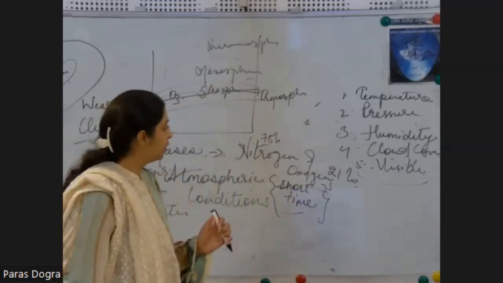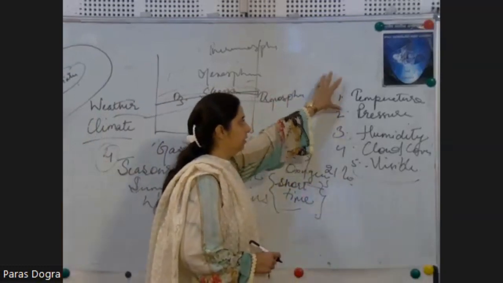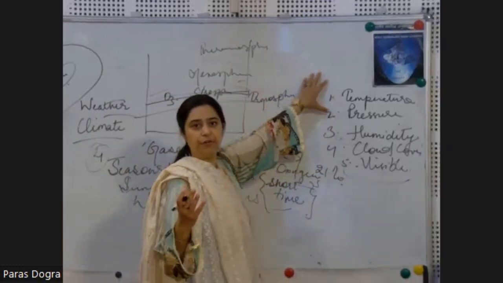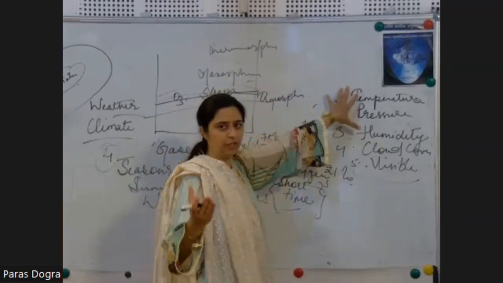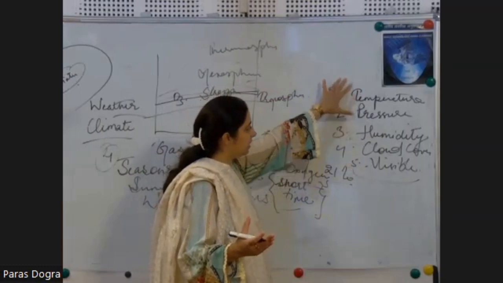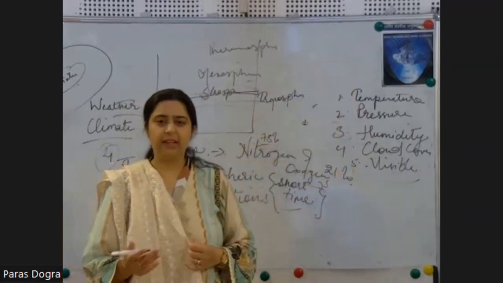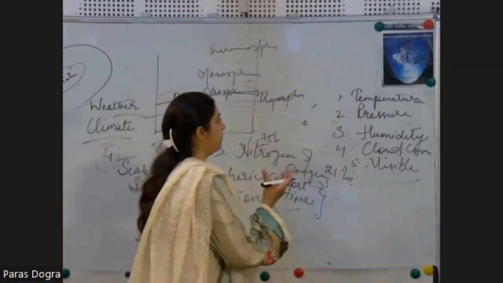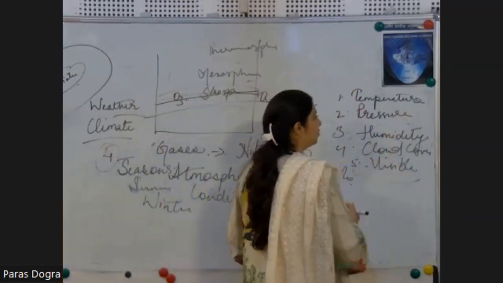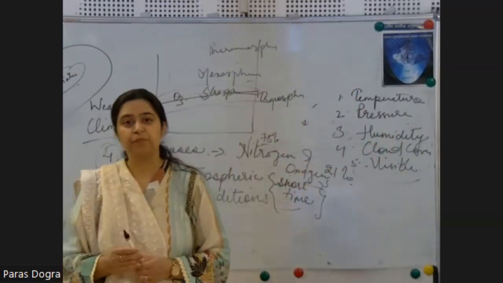So coming again to the point, what is temperature? Temperature is the degree of hotness and coldness of a particular place. This is measured with the help of a thermometer. And there are various scales on which we measure the temperature: Celsius, Fahrenheit, Kelvin. These are all the scales to measure the temperature.